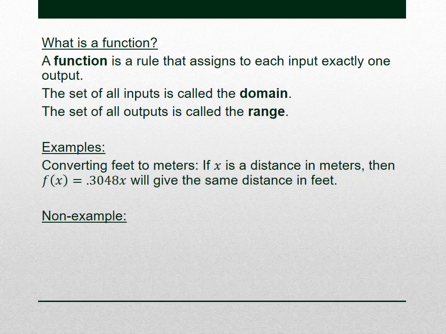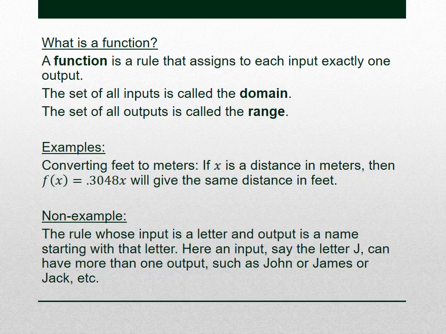Something that's not an example is a rule where I input a letter and output a name that starts with that letter. So for example, if I input the letter J, I can output John. But then I could do it again and this time output James or Jack or whatever. So that's not a function because you can have one input J that has multiple outputs, John, James, or whatever.